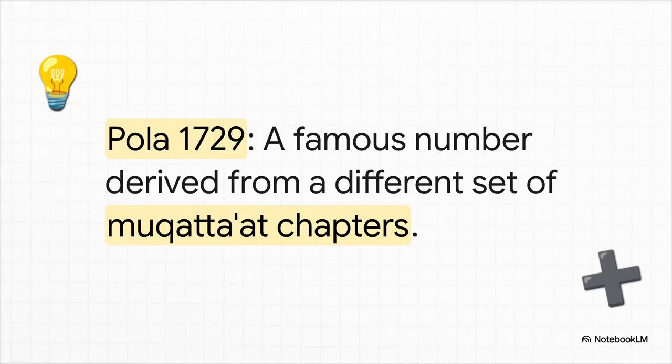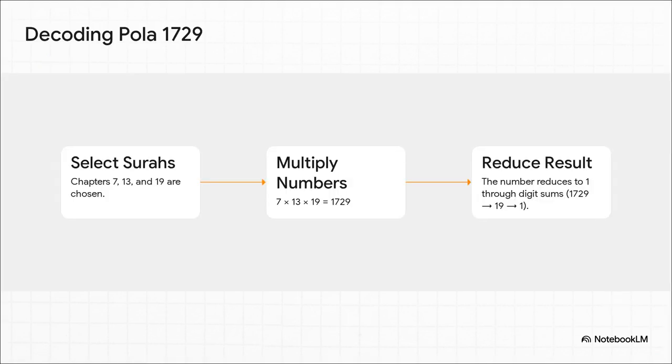Of course, one pattern doesn't make a system, right? That could just be a coincidence. So let's look at another one they point to, called Pola 1729. This one uses a totally different group of chapters. So this time, we're taking chapters 7, 13, and 19. You multiply those together and you get that famous taxicab number, 1729.